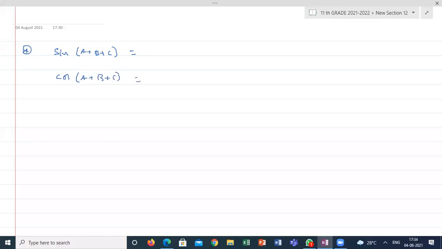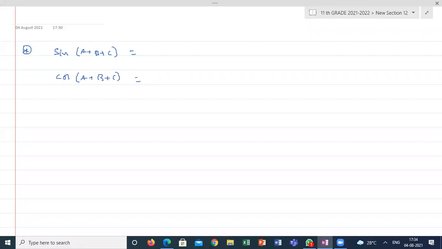Anybody knows? Any idea how to do? Guys? Sine of A plus B plus C. Cos of A plus B plus C. If I am giving 4 angles, how to write? If I am giving 5 angles, how to write? If I am giving 6 angles, sine of A1 plus A2 plus A3 plus and so on.